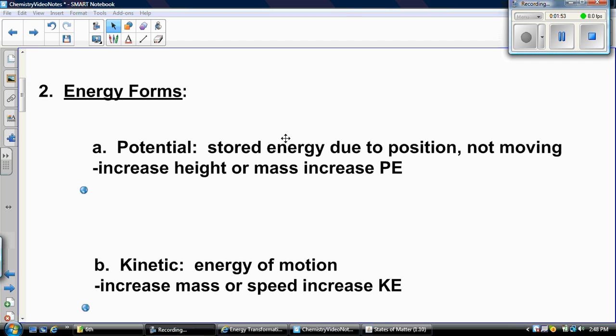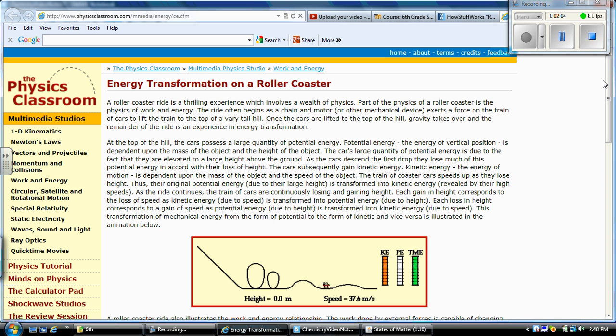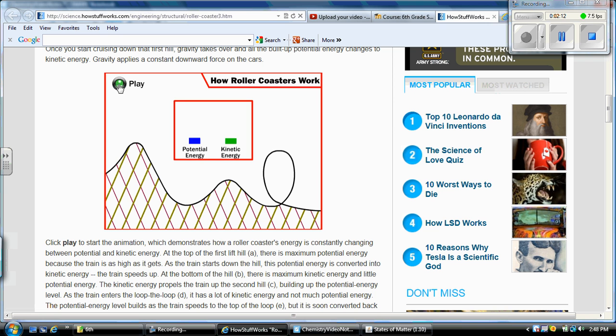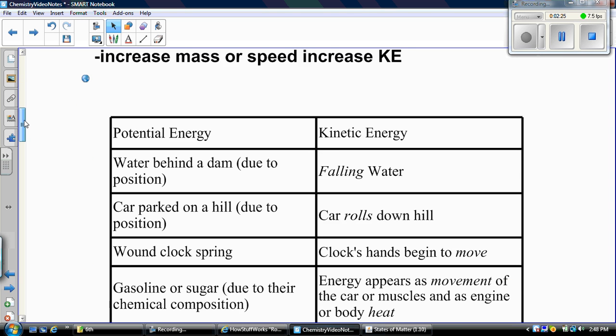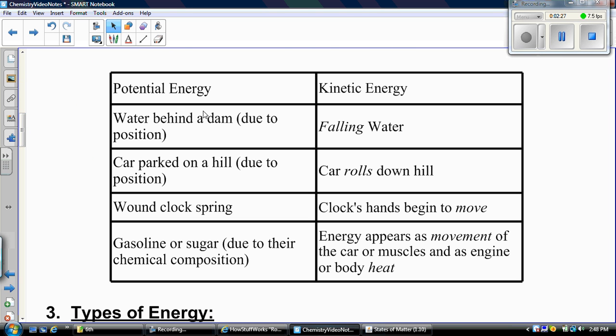And then energy can be kinetic. That means matter is in motion. If you increase the mass or the speed, you increase kinetic energy. And those two links are just things we've already seen before in our energy unit, talking about a roller coaster, how potential and kinetic energy will change based on position. Okay, remember this one? The higher something is, the more potential energy it has. As it goes down in height, it increases the kinetic energy. Just a review, those are some examples of potential energy getting converted into kinetic.